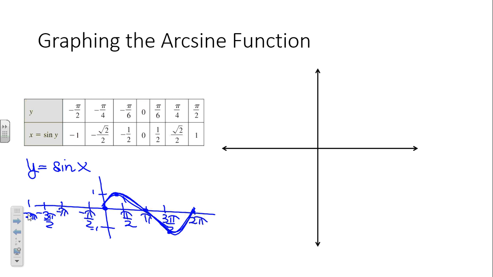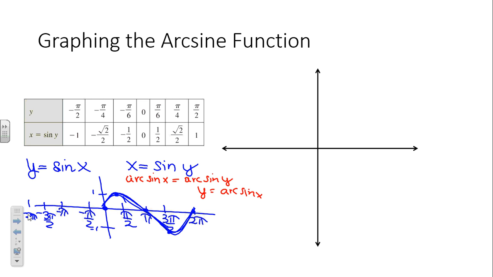The inverse says, let's flip them. When you want the inverse of a function, you let x be the sine of y. And how do we solve that? We're going to solve for y, so we have to do the inverse of the sine. So when we take the arcsine of both sides, we get y equals the arcsine of x.